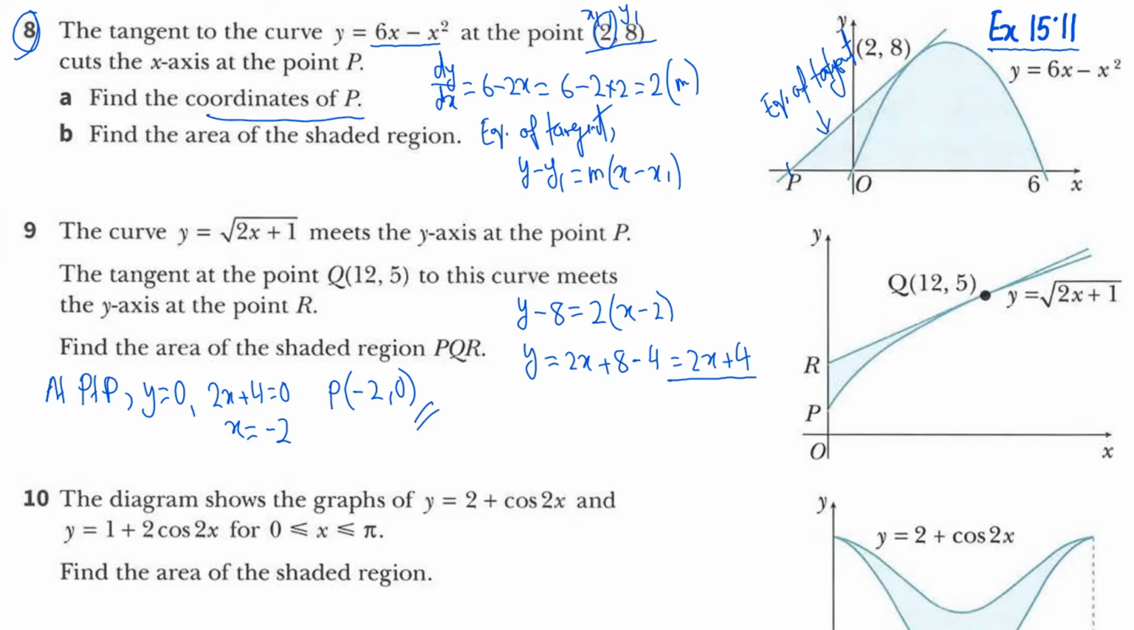Second part, they ask us to find the area of the shaded region. Let's see the shaded region. One part is under this tangent line. We can use the triangle formula to get the area under the line, and for the area under the curve we must apply integration.